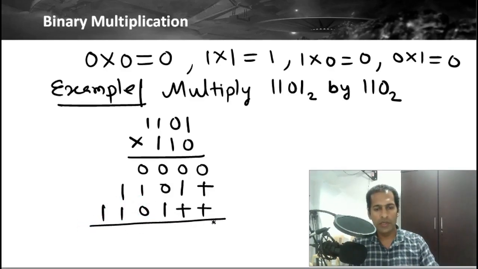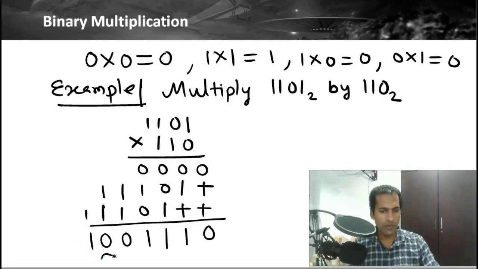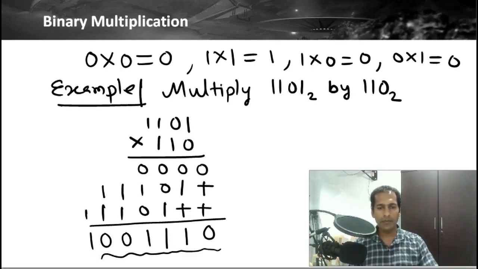So let us check the answer. 0 will be as it is here. 0 plus 1, 1. 0 plus 0, 0. 0 plus 1, 1. Then 0 plus 1, 1. Now 1 plus 1 will be 0 with carry 1. 1 plus 1, 0 with carry 1. This carry will shift here, and this will be our answer for this multiplication.